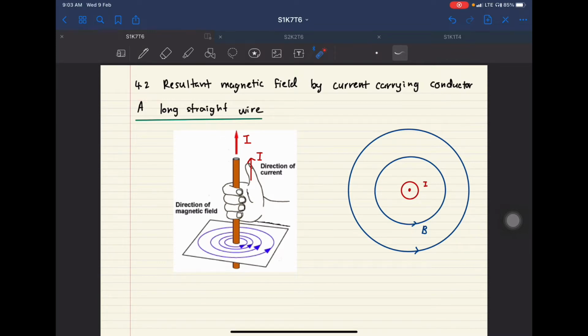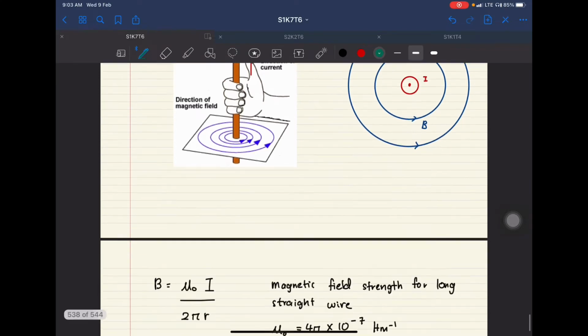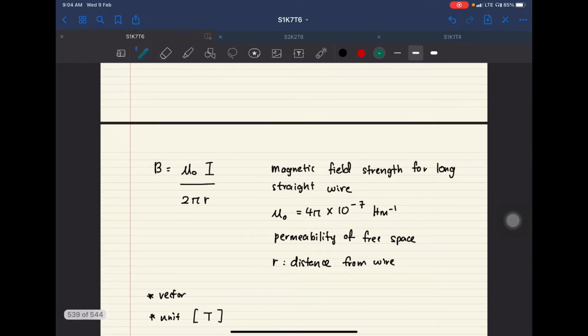You need to be able to calculate 3 examples of magnetic field source. So the 3 examples are long straight wire, circular coil, and solenoid. And for that one, you have 4 particular equations. Okay. For a long straight wire, this is the first case. The formula to determine the magnitude would be B equals mu naught I over 2 pi R.